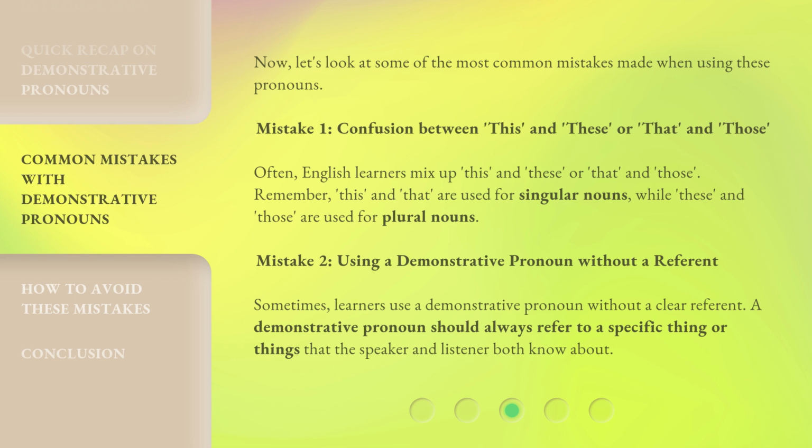Mistake 2. Using a demonstrative pronoun without a referent. Sometimes, learners use a demonstrative pronoun without a clear referent. A demonstrative pronoun should always refer to a specific thing or things that the speaker and listener both know about.